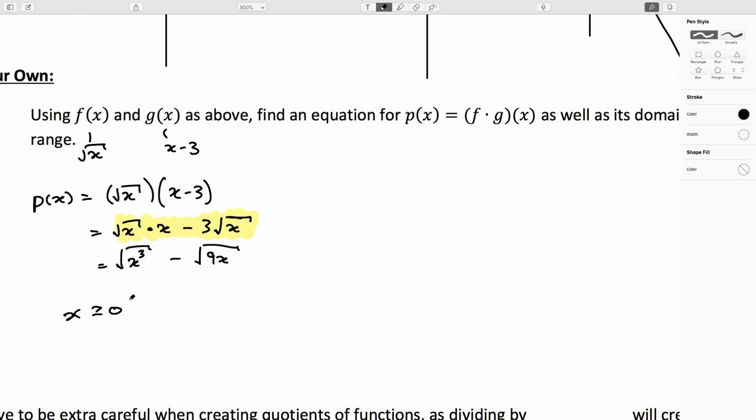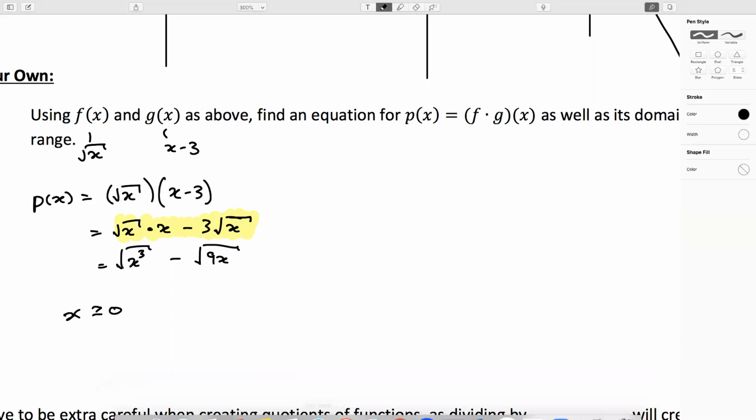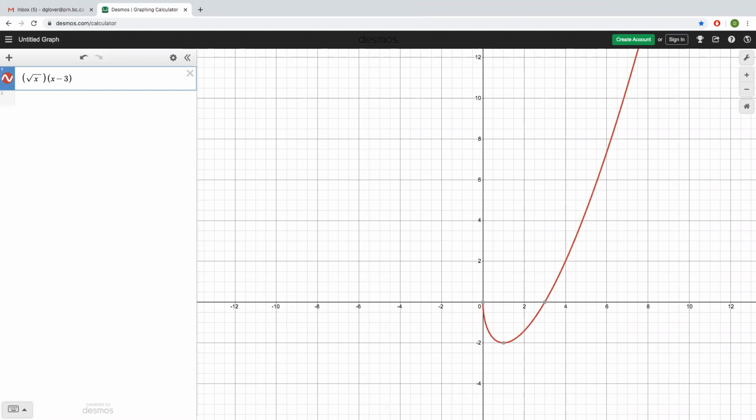We'll graph the middle function. You can graph any form of this and it will look exactly the same. So maybe we'll just do the top because it's easier to input that than it is to input the square root of x cubed. So going back to Desmos. We want to know what this looks like. It's the square root of x times x minus 3. The function looks like this.